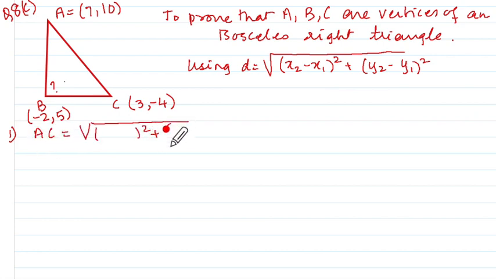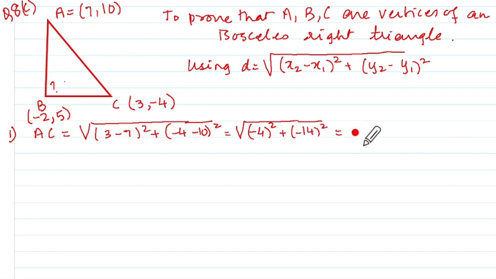Keep the brackets ready like so. Using this formula, x2 minus x1. So I'll say 3 minus 7 and minus 4 minus 10. That will give us under root, this will be minus 4 whole square plus this will be minus 14 whole square. So that will give us under root 16 plus here 14 square is 196. So that gives us under root 6 and 6, 12, carry 1. So that will give us root 212 units.